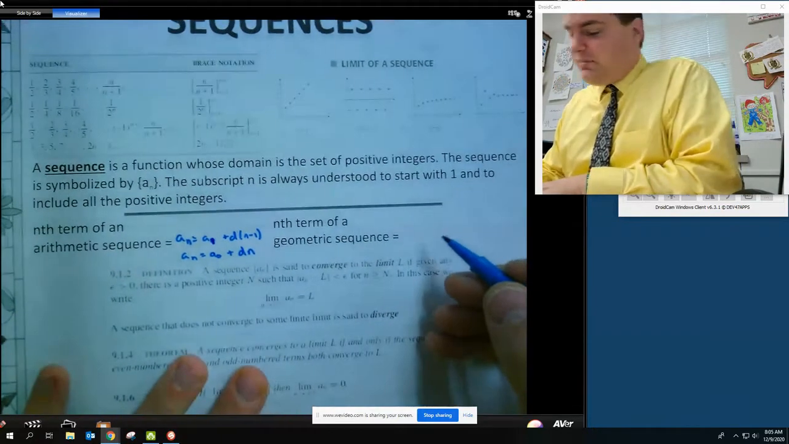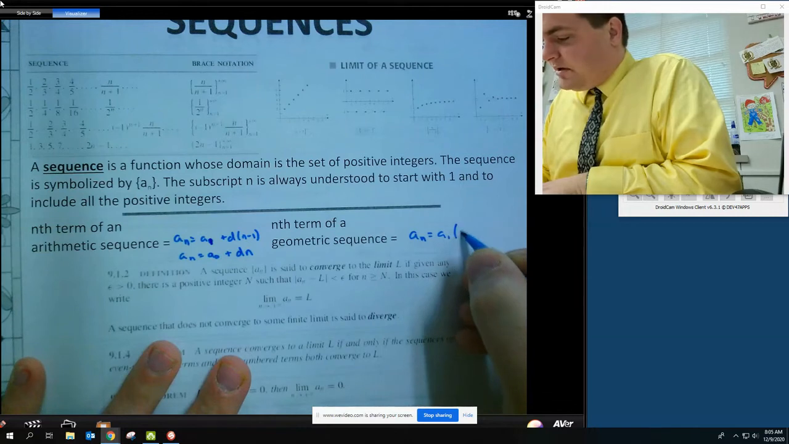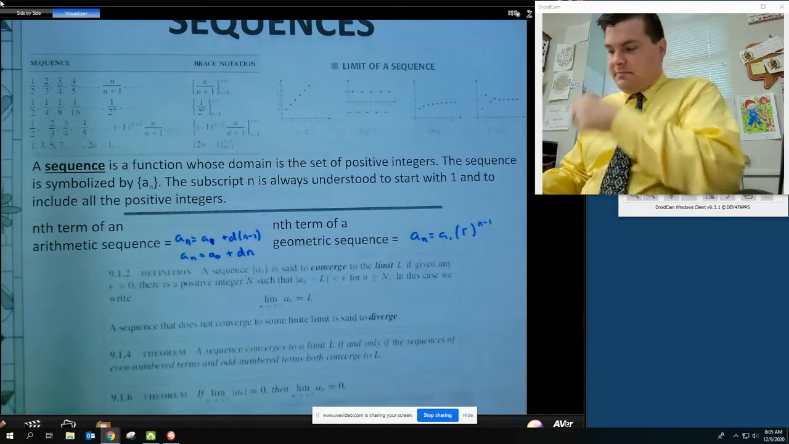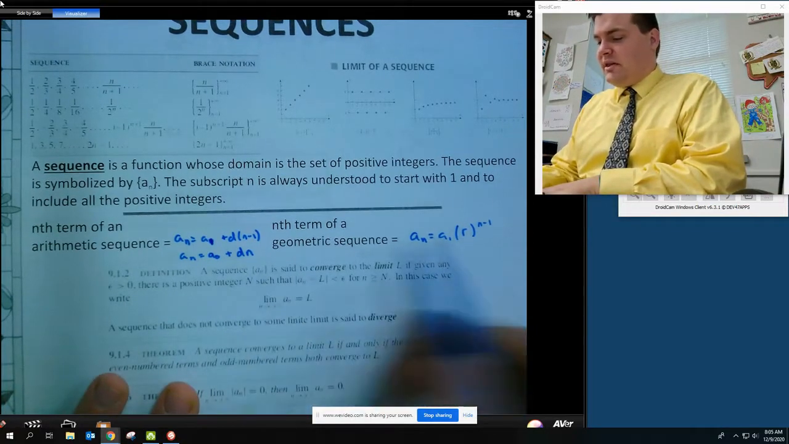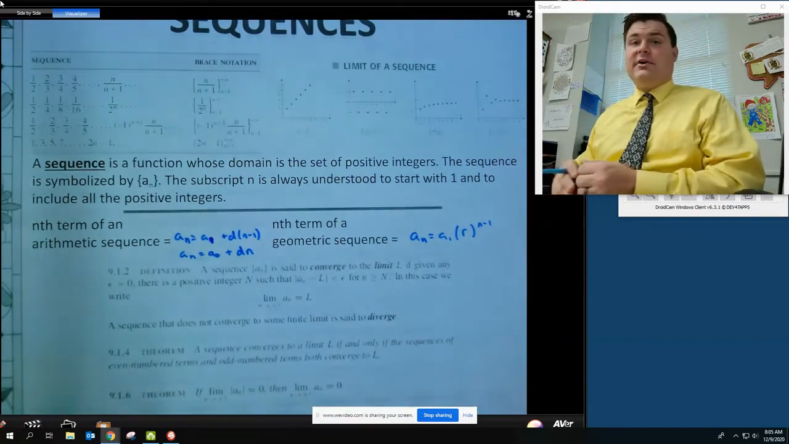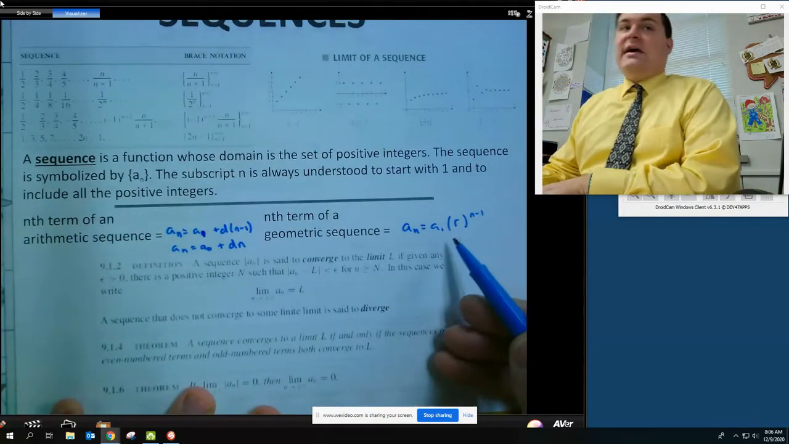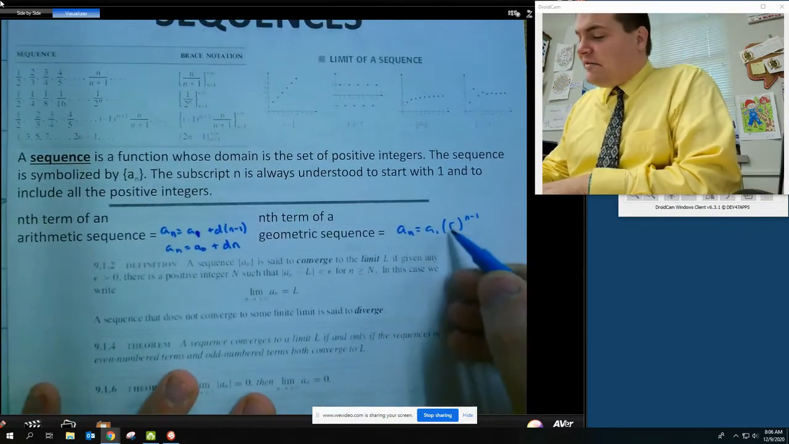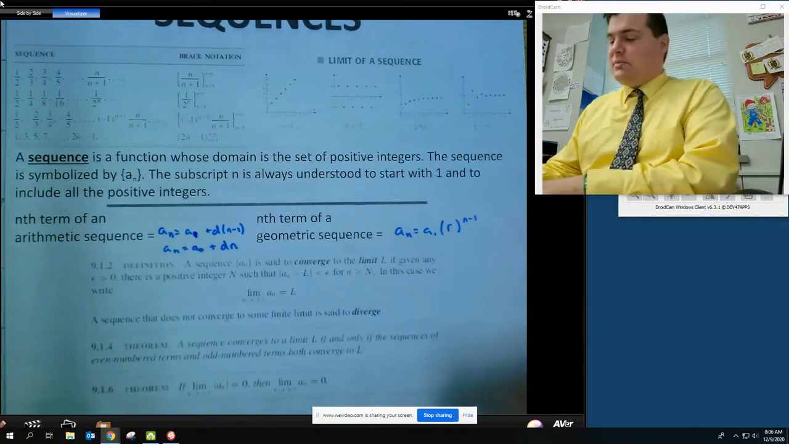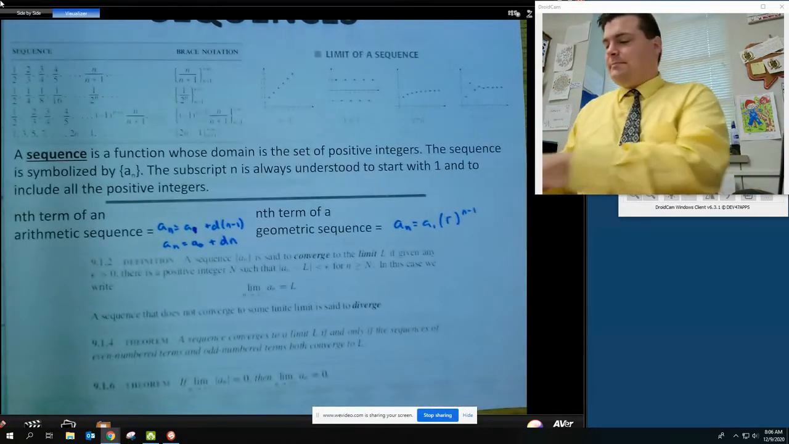For geometric, this one I don't play around with too much. It's just going to be the first term, and then r to the n minus 1. R stands for the ratio. If we can pick up that one of our sequences is one of these, it makes it a little bit easier to figure out if it's going to converge or diverge. If it's arithmetic, it's going to diverge because arithmetic keeps increasing or keeps decreasing. Whereas geometric could keep increasing or decreasing, but if the magnitude of the r value is smaller than 1, so it could be negative, then it will converge.